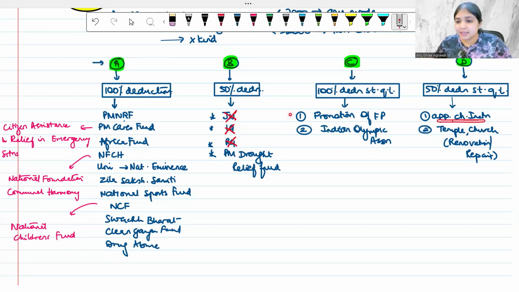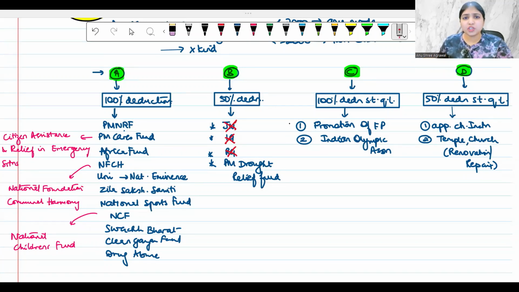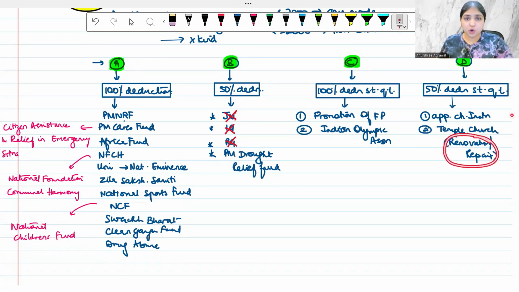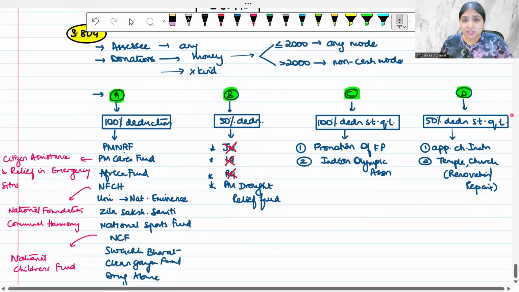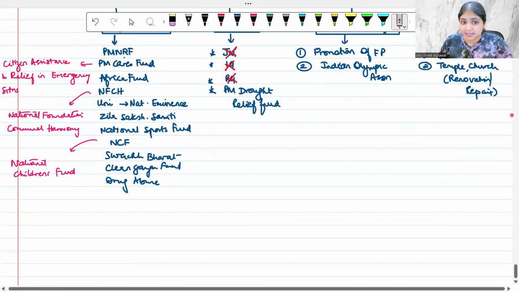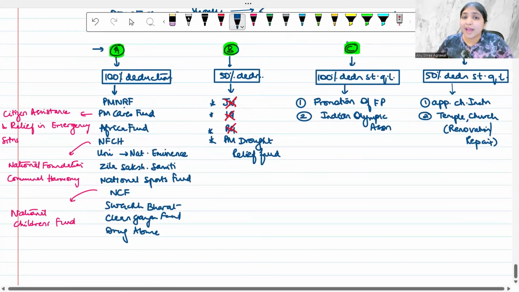And category D, we are making a contribution to an approved charitable institution or any notified temple, church, or any other institution of archaeological importance or historic importance or artistic importance for renovation or repair. So these are your donations which are covered under section 80G. Now, what do we have to understand?